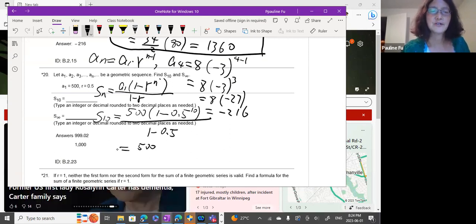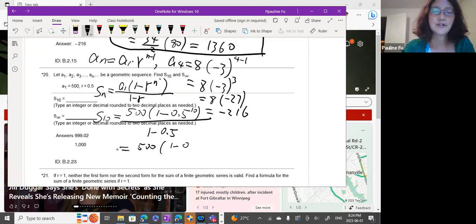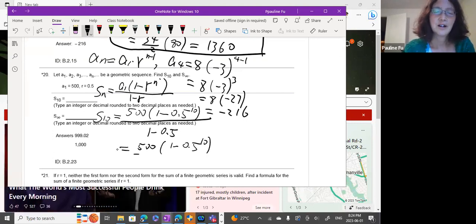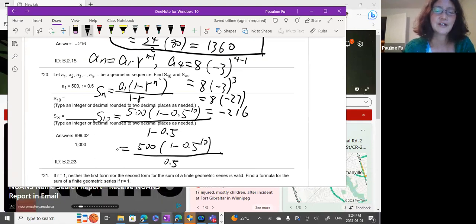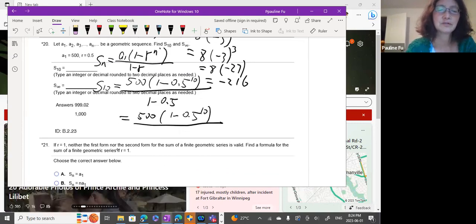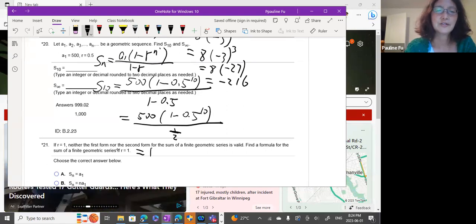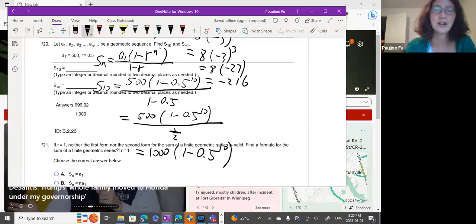So it equals 500 times 1 minus 0.5 raised to power 10, over, on the bottom, 1 minus 0.5, which is just 0.5. And 0.5 is the same as 1 over 2. So 1 over 2 is 0.5, and then 2 times 500 is 1,000, times 1 minus 0.5 raised to power 10.